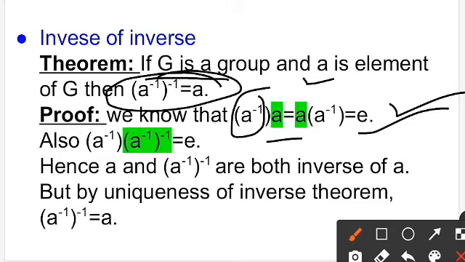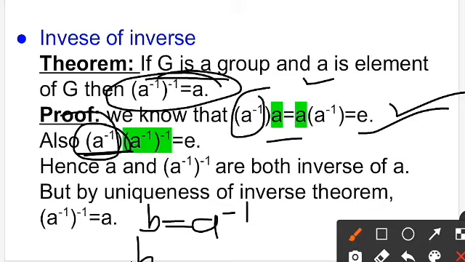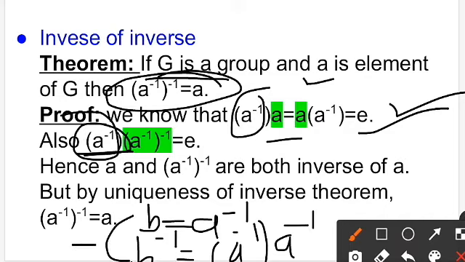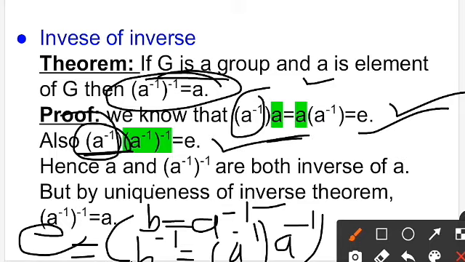Now here what are we doing actually? Here we are considering A inverse as an element. Suppose let's substitute a value for A inverse. Let B is equal to A inverse. So B inverse will be what? B inverse will be A inverse inverse, and B into B inverse will give us E. So we have said here that A inverse into A inverse inverse is equal to E. Is this step clear?